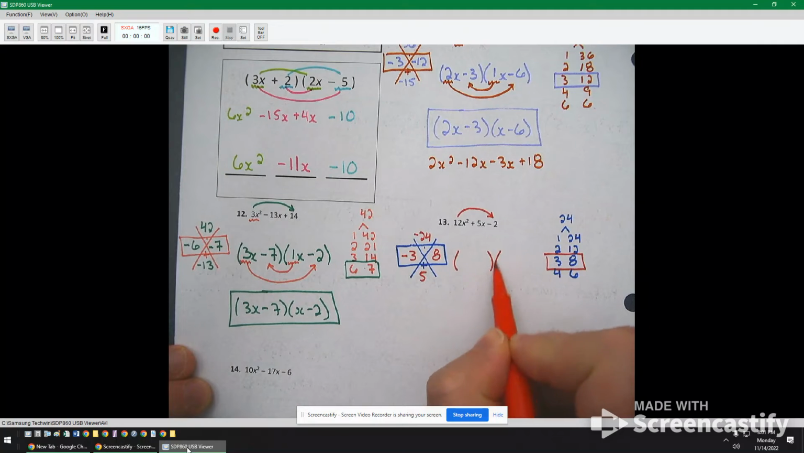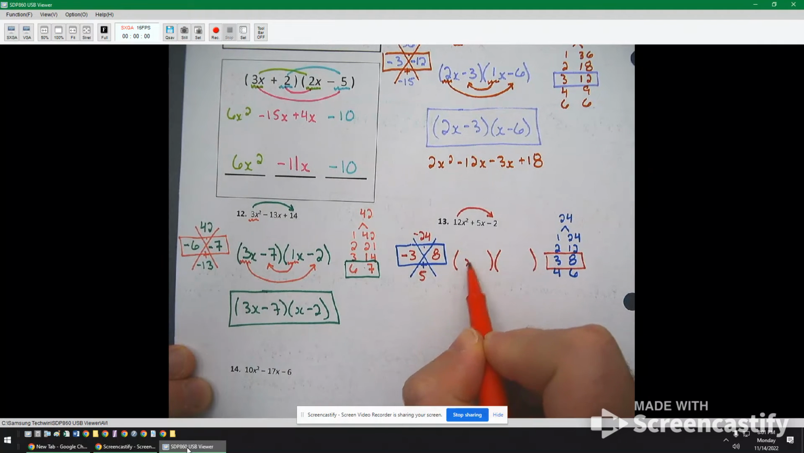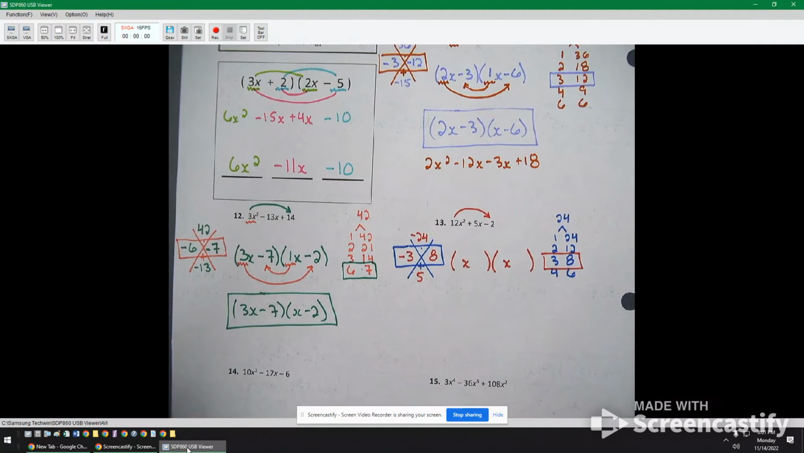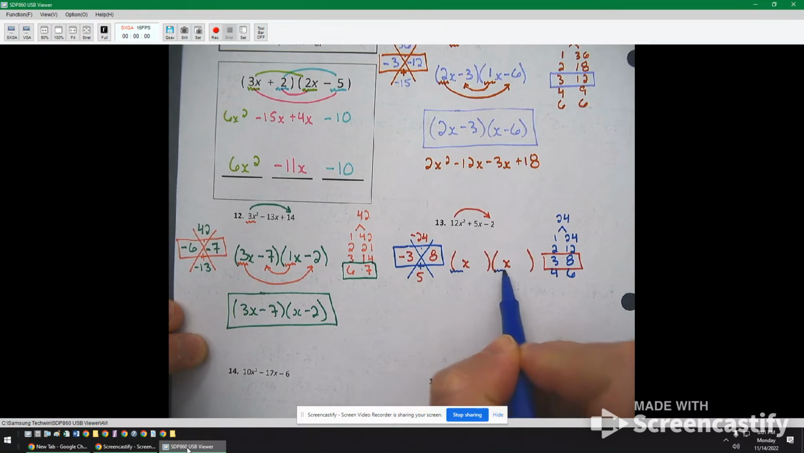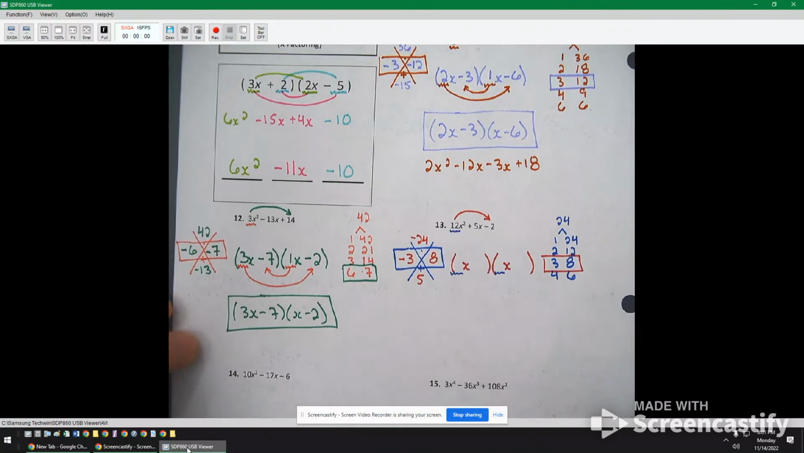Okay. I know my answer is going to look like 2 parentheses with 2 x's. This position and this position need to multiply to make 12. Now look, you can't just randomly pick the combination that you want to make 12. Now, you can, I guess, and maybe you'll get lucky. But we've got to think about this in two ways.